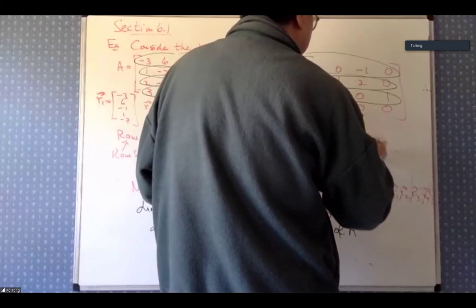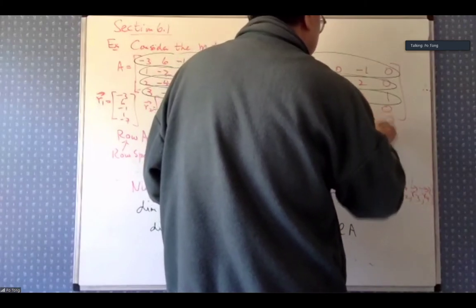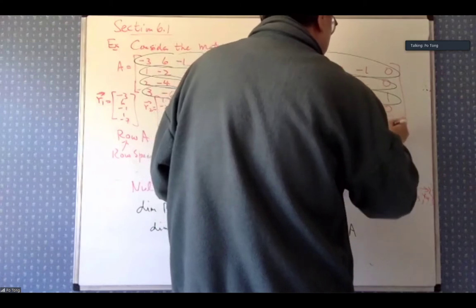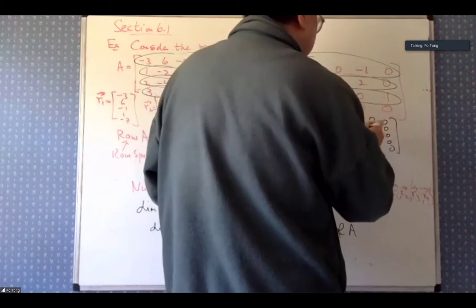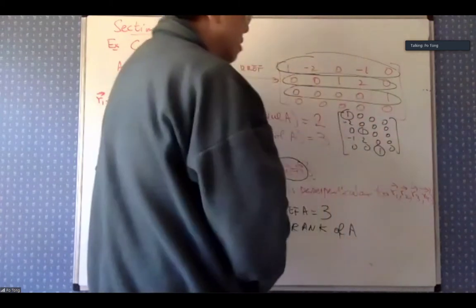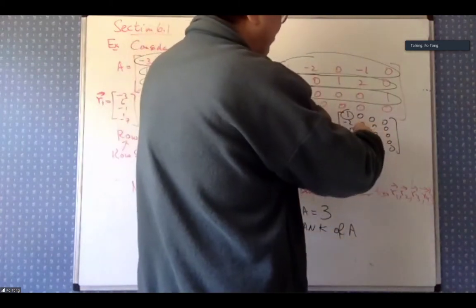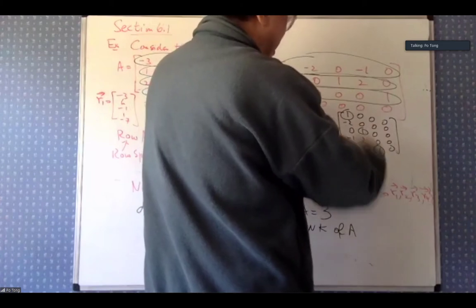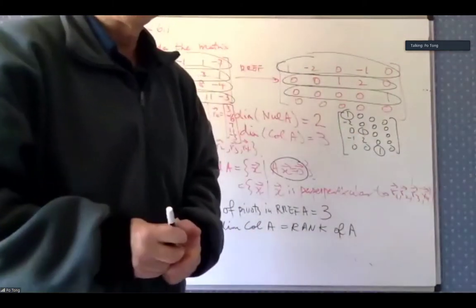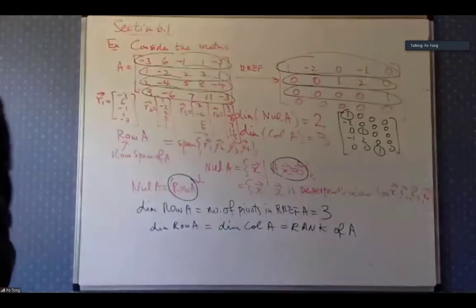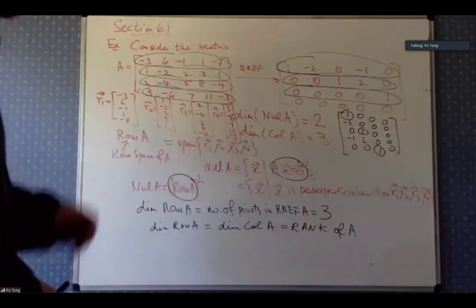Okay, 1, 2, 0, 0, 0, 0, 0, 1, zeros. And you can see that because these 3 guys are pivots, when you actually do an RREF on this, it's going to get all the other ones to 0. Is it okay? Yeah, thanks. No problem.